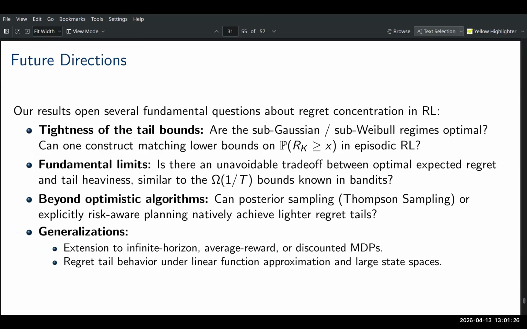What is the Pareto frontier? If I want to sacrifice expected regret up to a certain degree, what's the best tail I can get? If I want a certain guarantee on the tail, what's the best regret I can get? I still don't know.